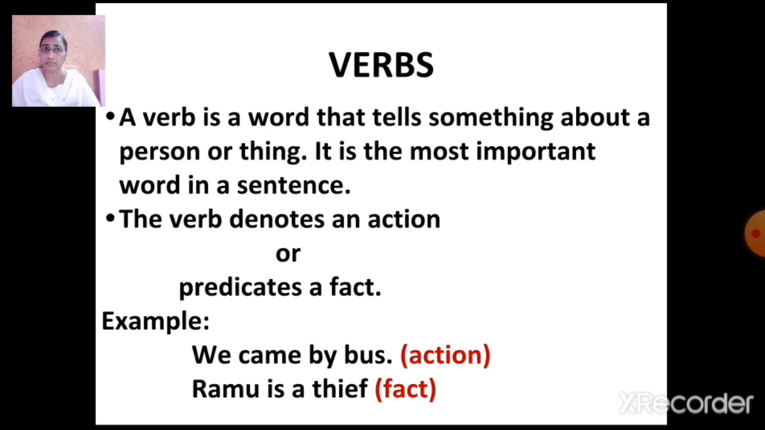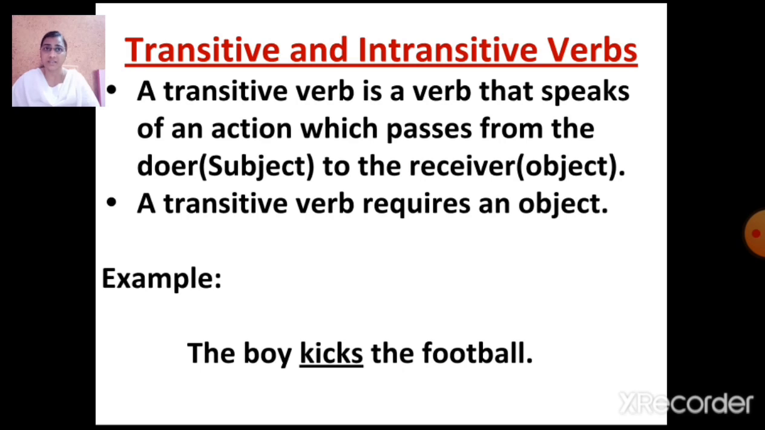For example, we came by bus. It's an action. Ramu is a thief. It's a fact. Alright. Now let us quickly revise transitive and intransitive verbs. A transitive verb is a verb that speaks of an action which passes from the doer, that is the subject, to the receiver, that is the object. A transitive verb requires an object.